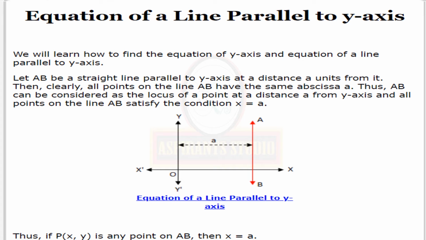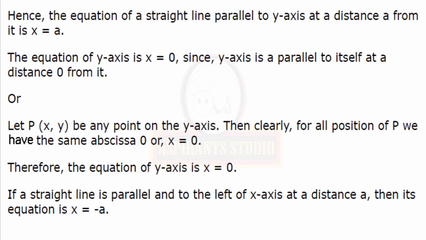Thus, if P is any point on AB, then x = a. Hence, the equation of a straight line parallel to y-axis at a distance a from it is x = a. The equation of y-axis is x = 0, since y-axis is parallel to itself at a distance 0 from it. Remember that the equation of y-axis is x = 0.